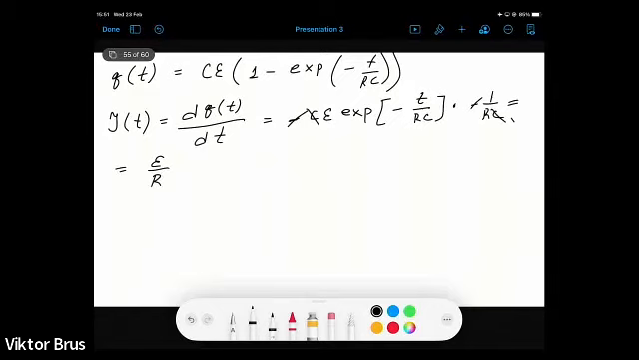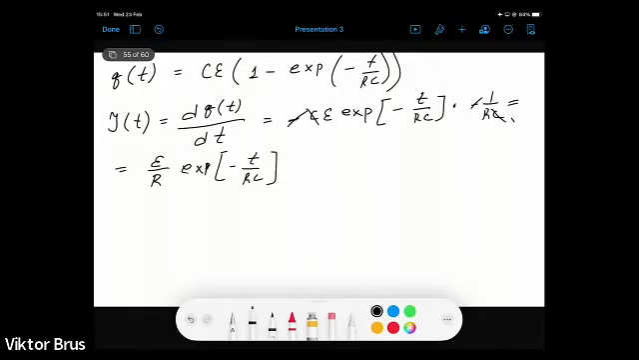So this is the maximum current which could flow through the circuit at the first moment of time when we turn on the switch, times exponent minus t over RC. So we see that with time, electric current through the circuit exponentially decreases.